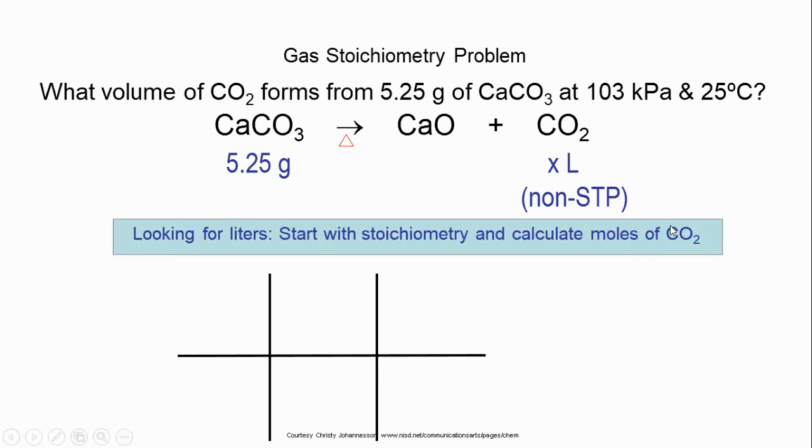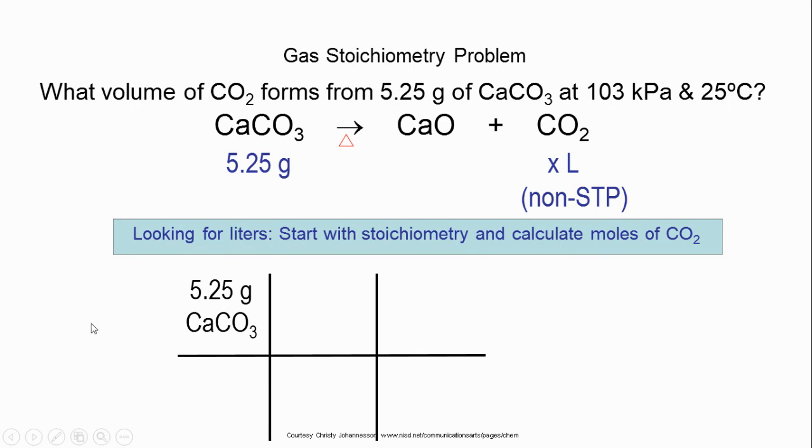So my strategy is this. If I'm looking for liters, I'm going to first calculate the moles of carbon dioxide that I would produce. Once I get the moles, that is, do the stoichiometry, then I can use PV equals nRT to find the volume. So here we go.